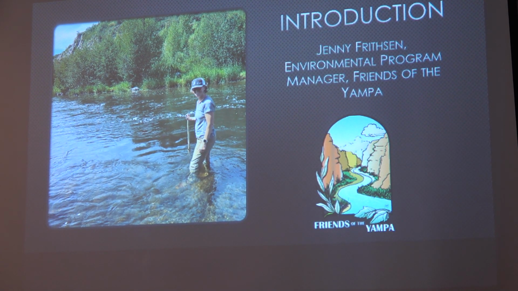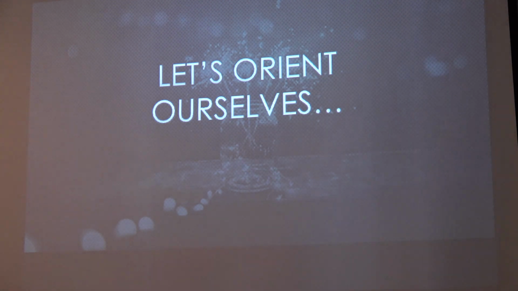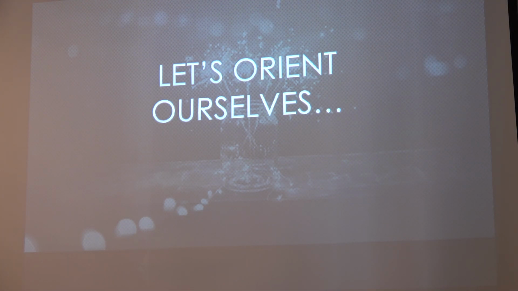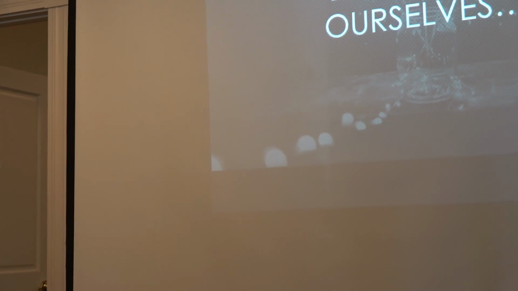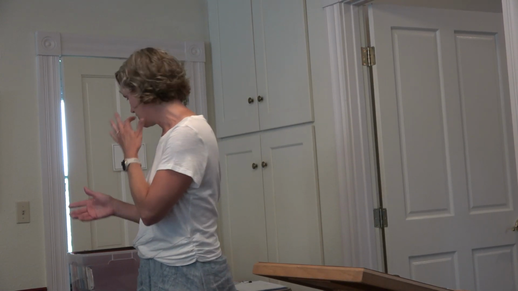Okay, so let's go ahead and go to the next slide. So today my plan is to orient ourselves, where does the Yampa River fit into the greater Colorado River system, to talk about the characteristics that healthy rivers generally have, the ways in which that healthy river can then benefit people and communities, otherwise known as ecosystem services, the threats to the Yampa, and then, if there's time, a little bit about our scorecard project. But we're going to start with orienting ourselves.